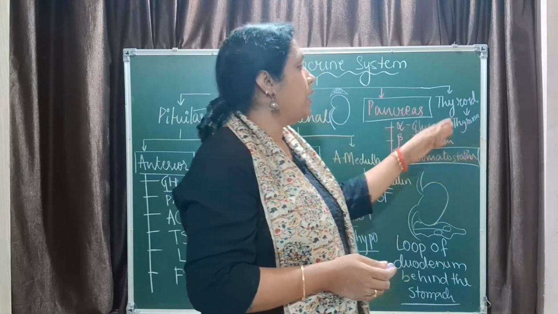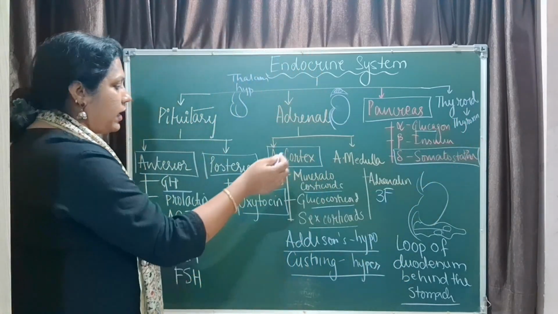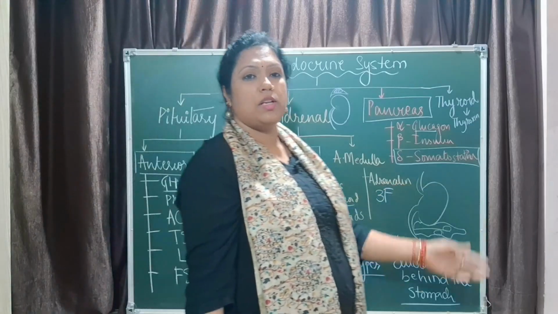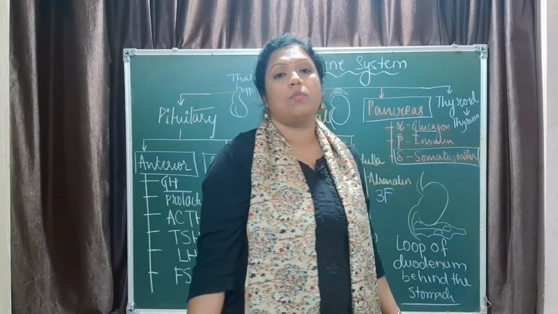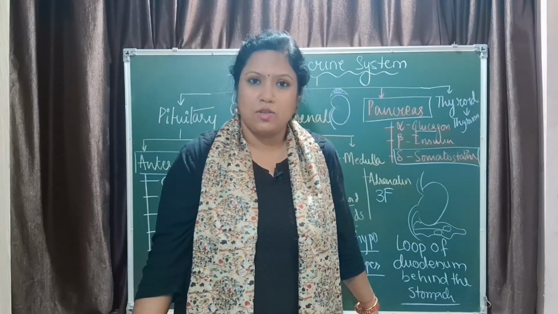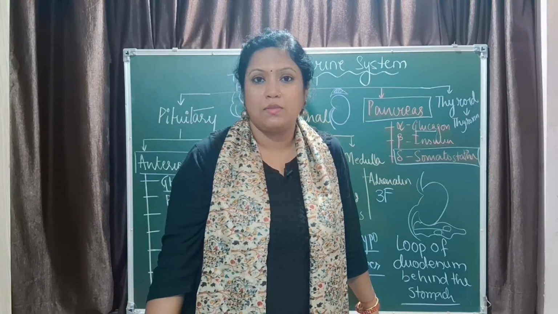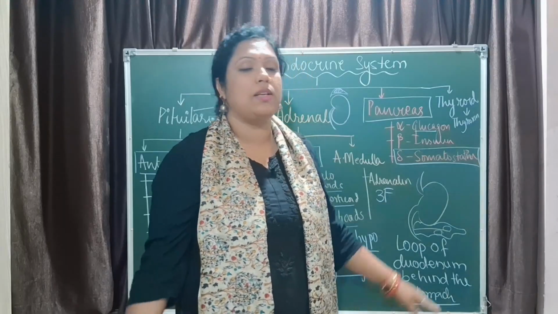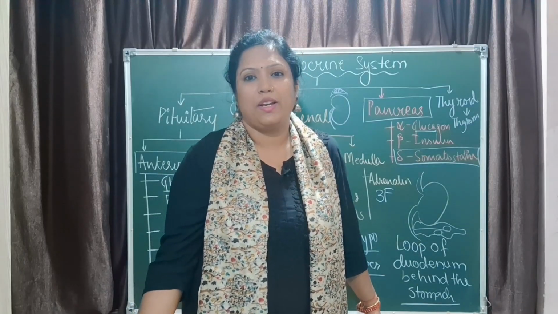Last is thyroid. Thyroid gland is stimulated by TSH, thyroid stimulating hormone released by pituitary. It releases a hormone called thyroxine. It releases one more hormone that is called calcitonin, which helps in the calcium metabolism and the balance in your body. That is not in your syllabus. Thyroxine helps in the metabolic rate of your body.